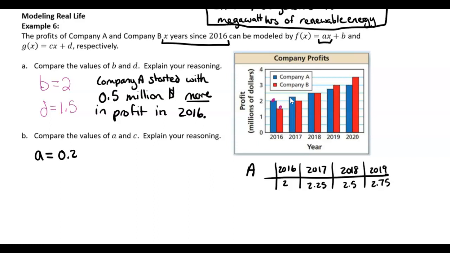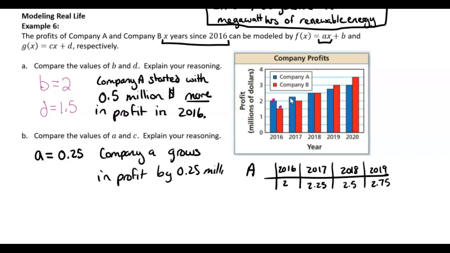So a is 0.25, which what that means is Company A grows in profit by $0.25 million each year. They're going up by $0.25 million each year. They're increasing their profits. Okay, now look at Company B, the red ones.